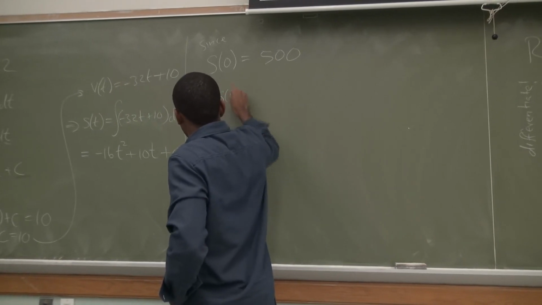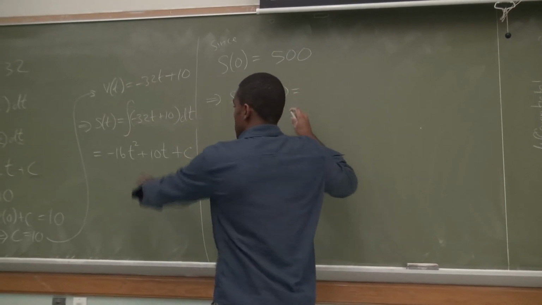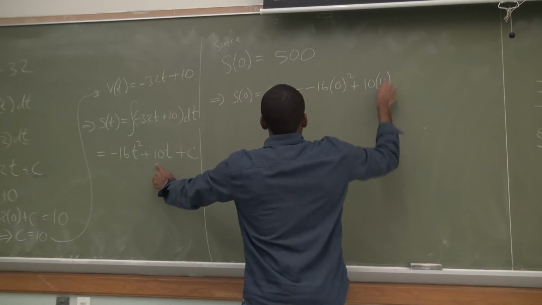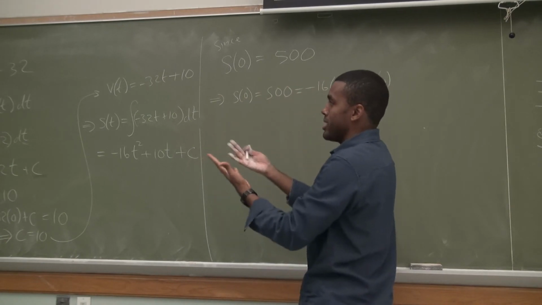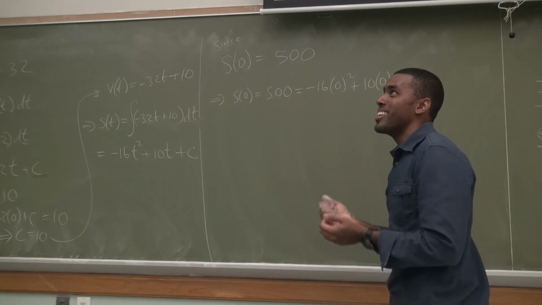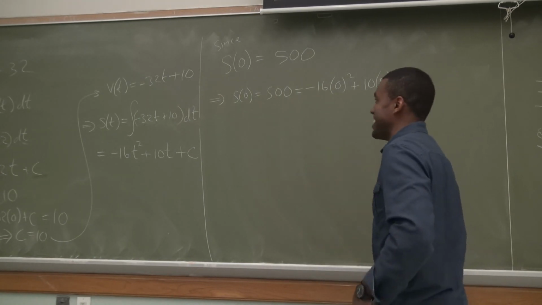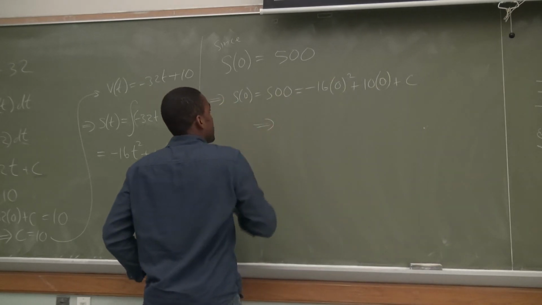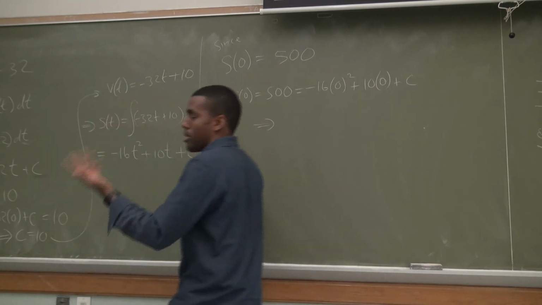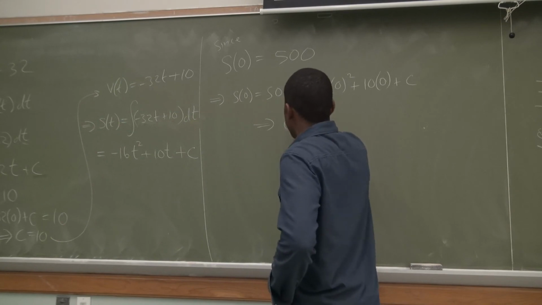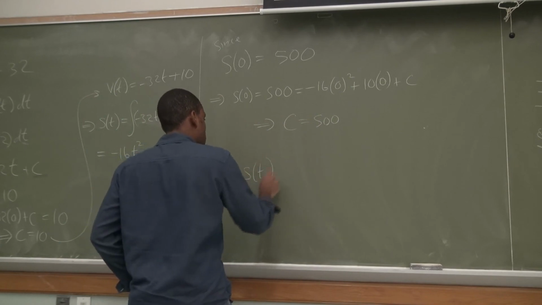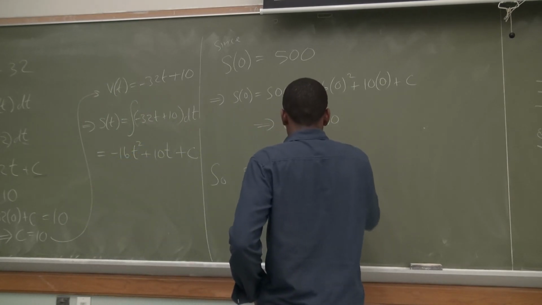This means 500 is equal to, when I plug in 0 into this function. This is the instant when you release me. This is a different C. This is a whole different C. You can call this C1 and C2 if you want. This means that here C is going to be 500. So S of t is going to be minus 16t squared.